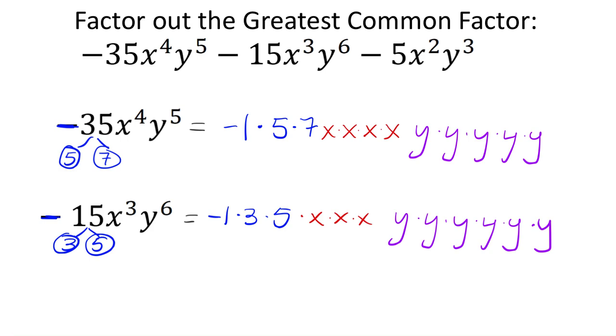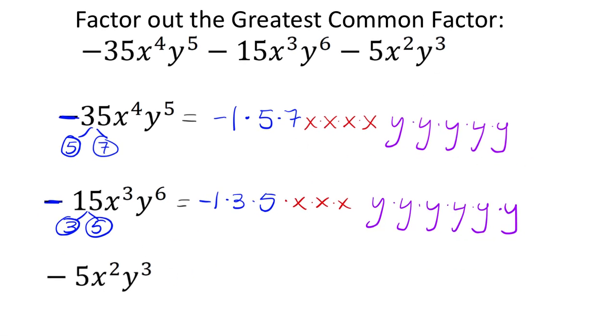Now we will factor out our third term. The 5 being negative means that I would look at that as a negative 1. So it's again a negative 1. And 5 is prime, so we're just going to multiply that by 5. No need to find a factor tree there. Now we're going to multiply that by 2 x's, and then we're going to multiply that by 3 y's, like this.